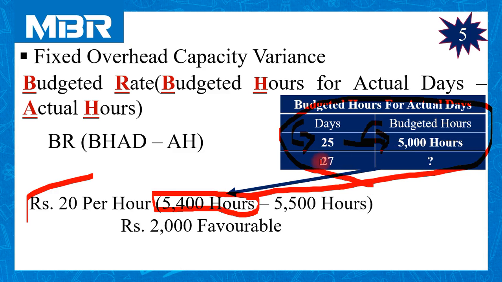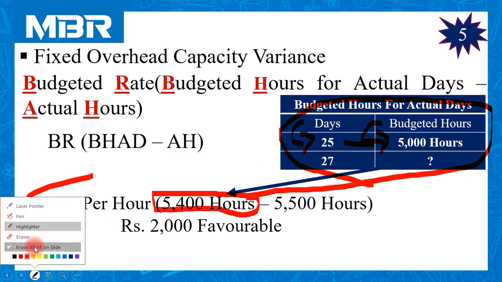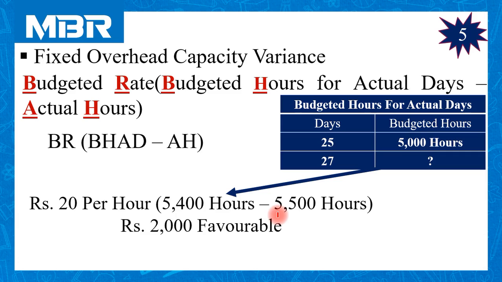5,000 multiplied by 27 divided by 25 minus actual working hours 5,500. 5,400 minus 5,500 equals 100, multiplied by 20. So the difference is rupees 2,000, and this difference is favorable. Again, you need to understand these calculations very properly for the purpose of interpretation.